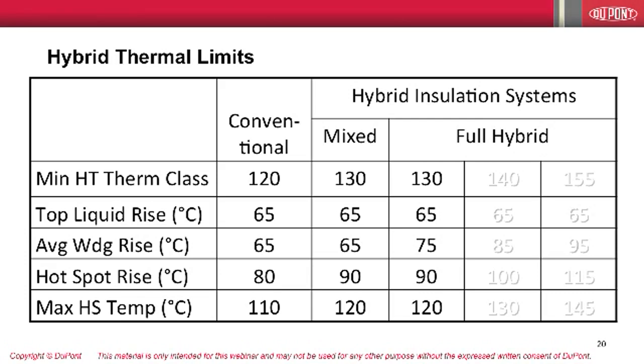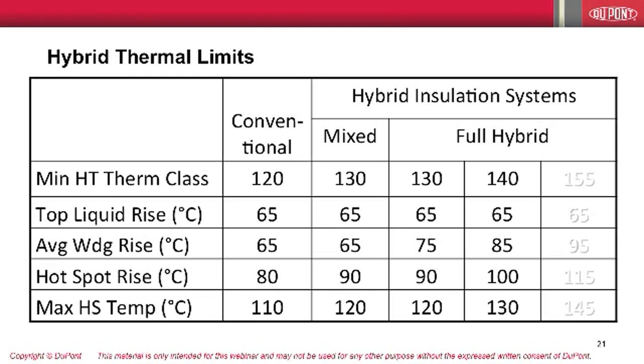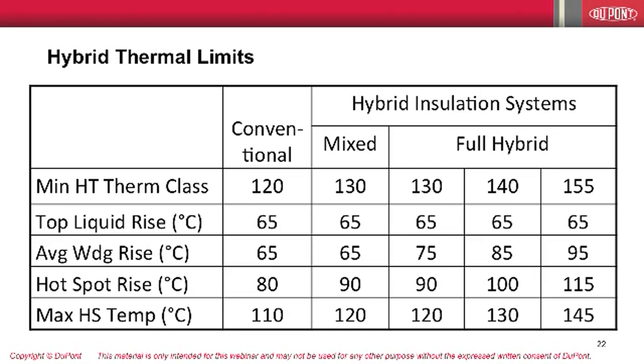The full hybrid with the same 130 thermal class differs from the mixed by also allowing a 10 degree higher average winding rise as well. With a 140 thermal class insulation system, an additional 10 degrees C is available for the average winding rise, hottest spot winding rise, and maximum hottest spot temperature. A 95 degrees C average winding rise is the limit for a 155 thermal class insulation system. A 145 degrees C is the maximum hottest spot temperature with a 115 degrees C hottest spot temperature rise.